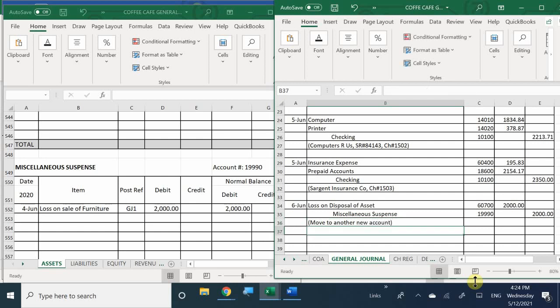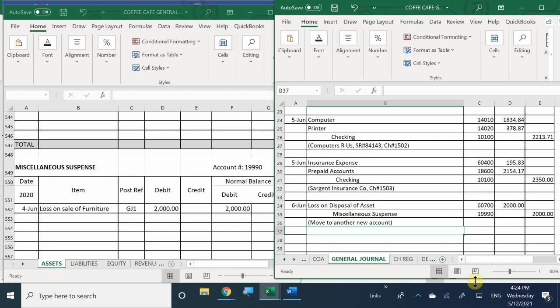Okay. All right. Now this is going to be an internal journal. Does this relate to any customer, vendor, or employee? No. So therefore, do we need to use a subsidiary ledger? No. In this case, we do definitely have to post it to our ledger, right?